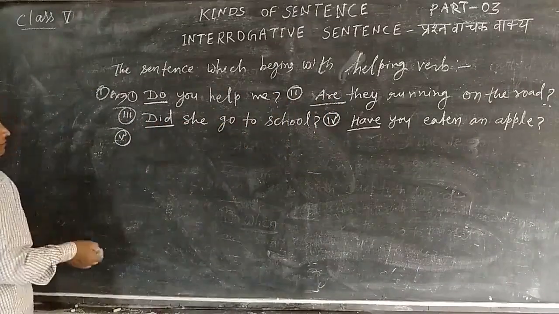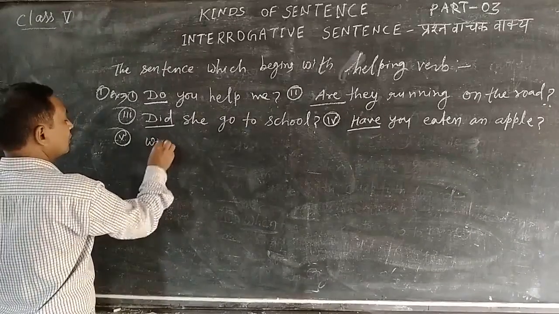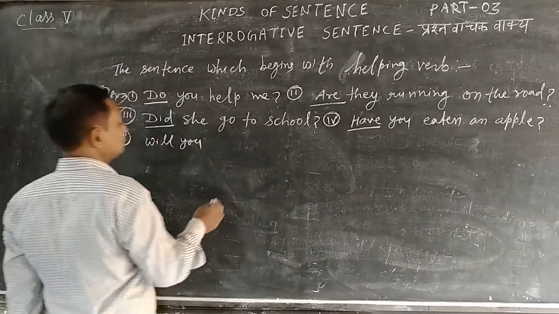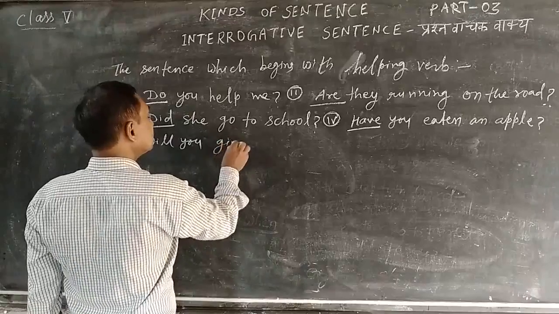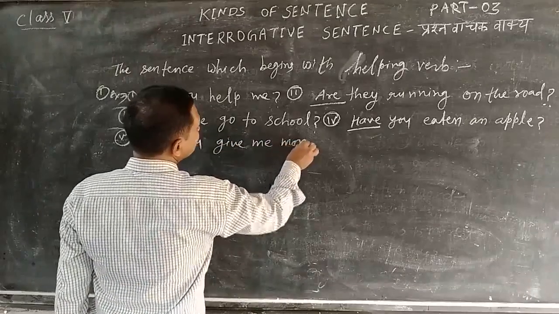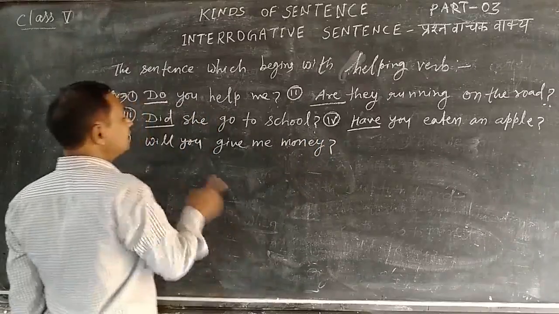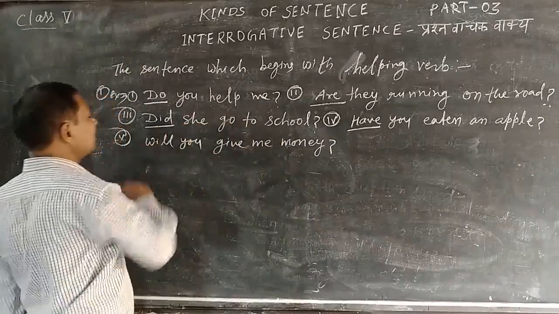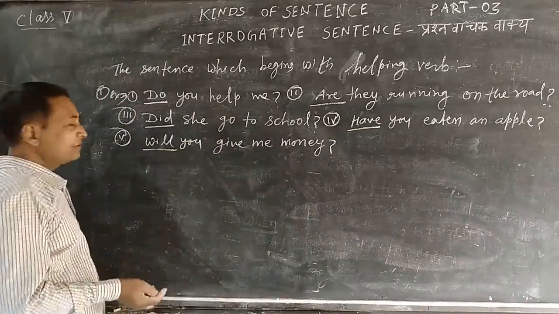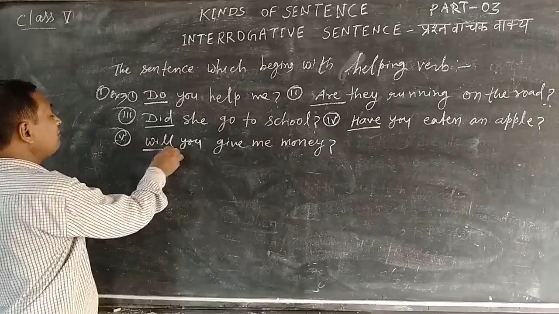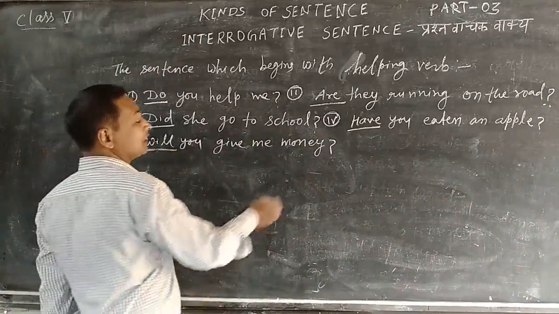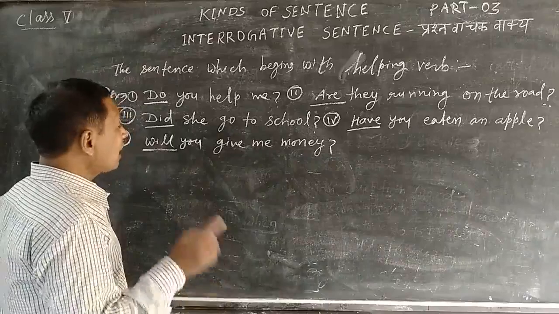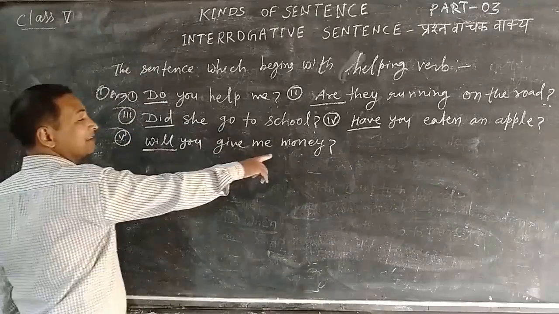In the fifth example, will you give me money? Will you give me money? This sentence also begins with helping verb will and ends with a question mark and asks a question.